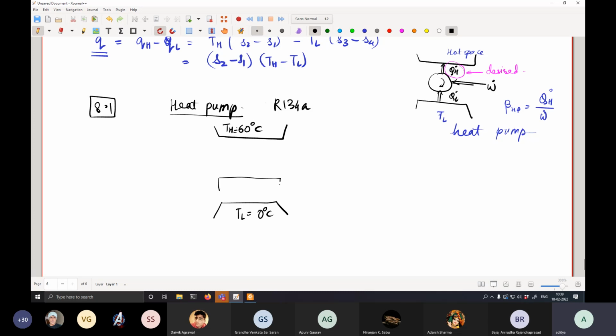So you have some heat exchanger, basically an evaporator. Heat is absorbed. Then you have the compressor. Then you have the condenser. And then you have the throttle valve.